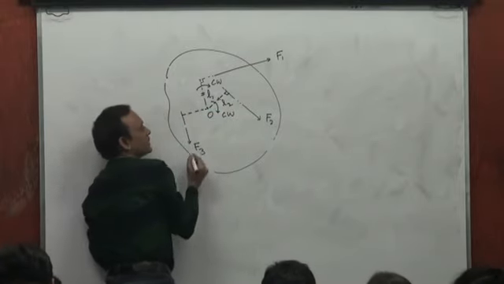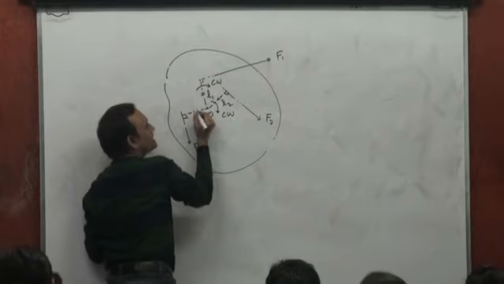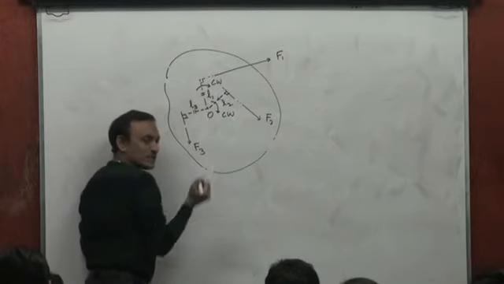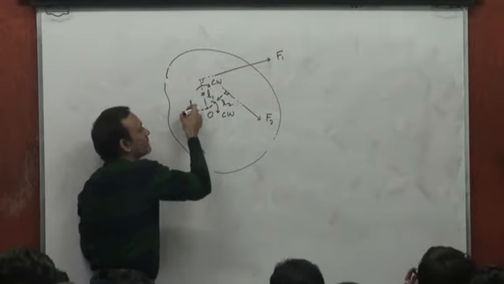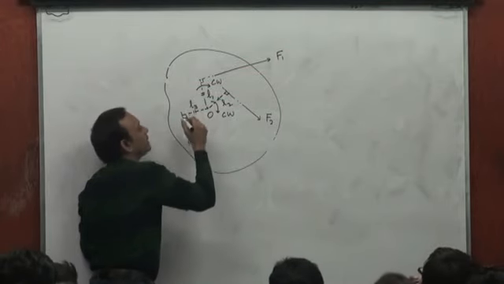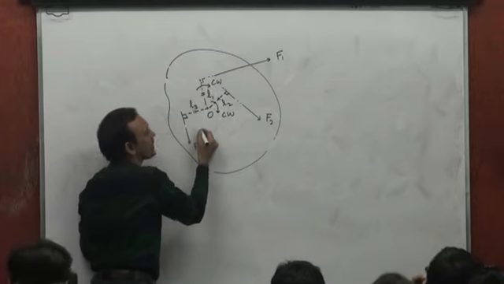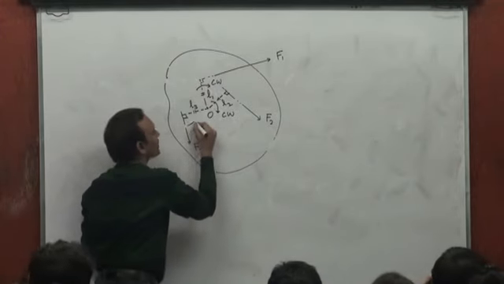This is a force F3. The moment arm is L3. And the torque that F3 produces about O, realize again, imagine a rod, a force F acting, the torque that this force produces about O is anti-clockwise.